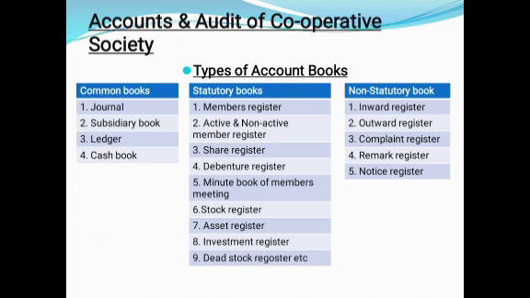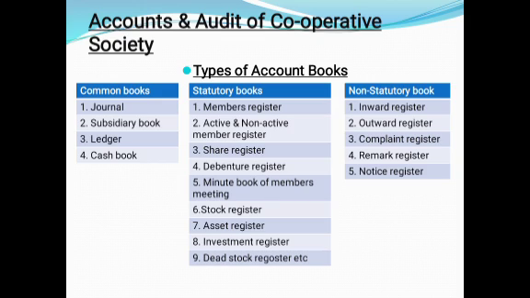The next is the statutory books. Statutory books means books of accounts maintained officially, which the Act requires to be prepared. First is the member register. Why do they keep it? To record all the members of the particular society. That account has to be maintained in the members register.